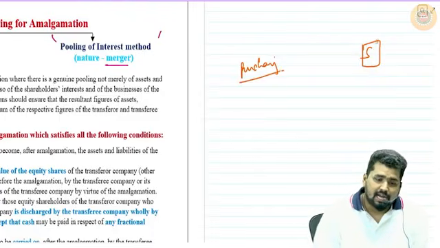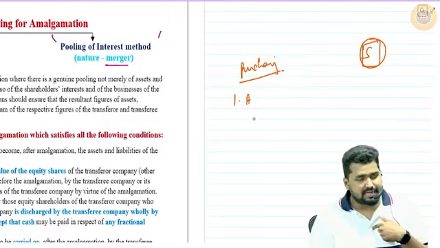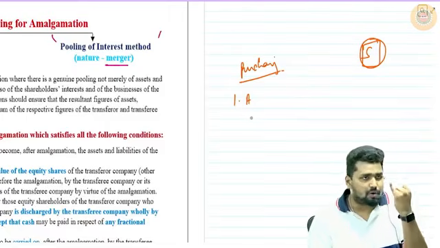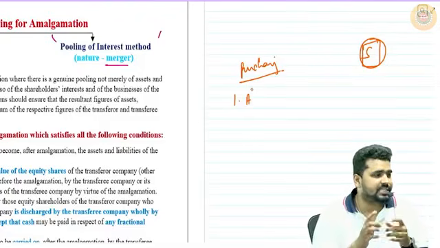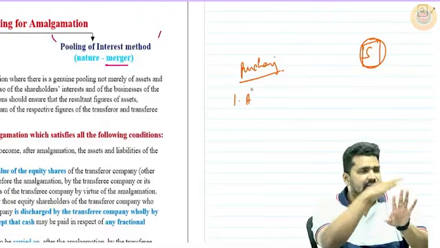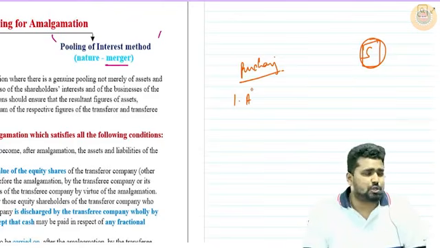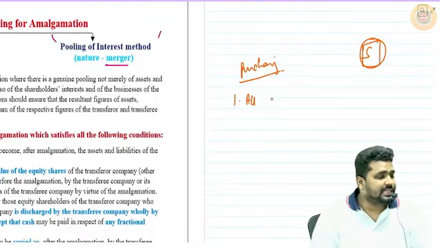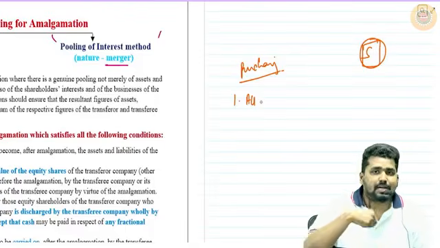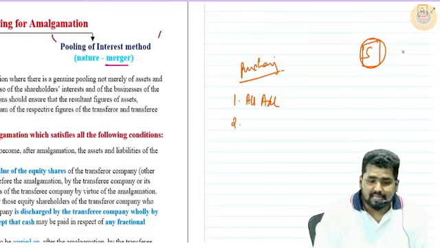First they are telling, all the assets and liabilities of what company? Seller company. If it is becoming assets and liabilities of our company, then immediately amalgamation in the nature of merger. But AS14 says I said 5 points should be satisfied, not just the first point. Check for 4 points also. All assets and liabilities of transferor company, the selling company, should become assets and liabilities of what company? Purchasing company.